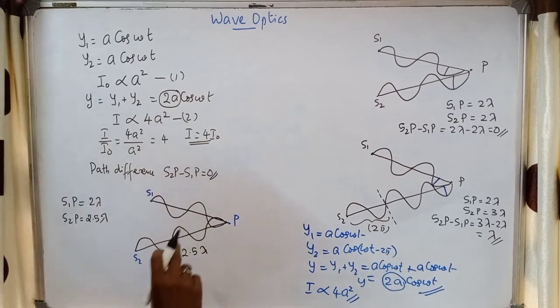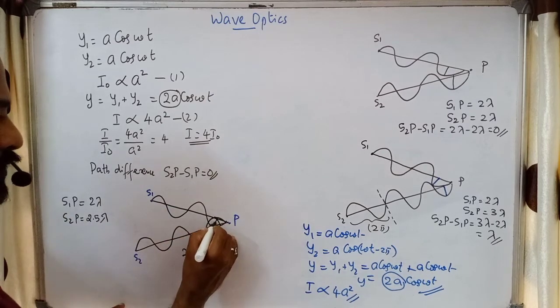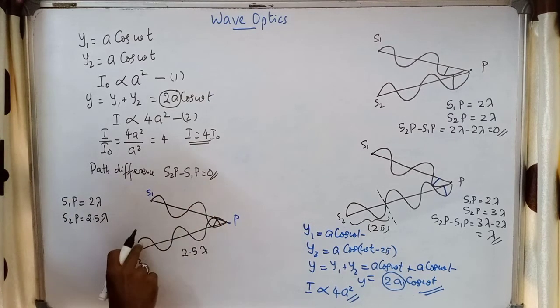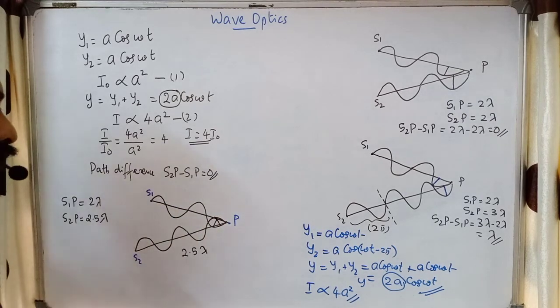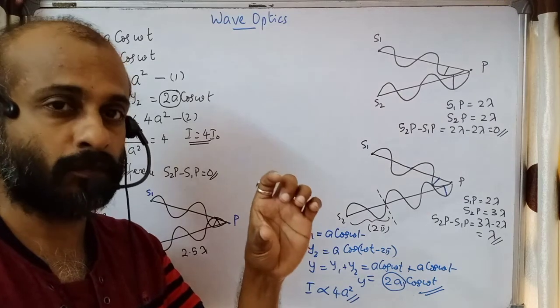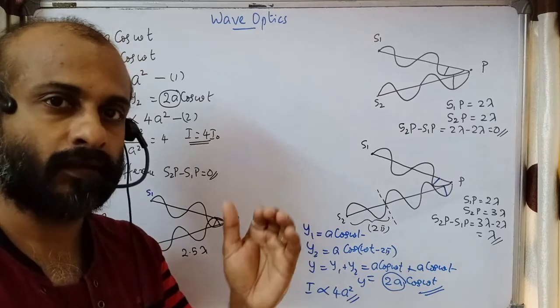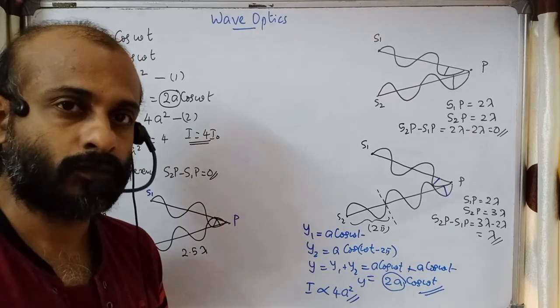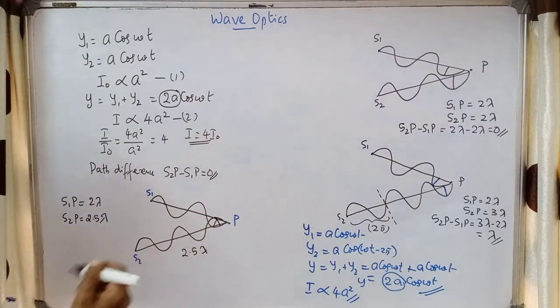Here what happens is, the trough of this wave, we can say this is a trough, meets the crest of the other wave. This is the trough, and for this wave this is the crest. Here the crest is meeting the trough of the wave from S1. So clearly we can understand that when a crest meets a trough, the crest having a displacement plus a and the trough having a displacement minus a, when we add these two, the displacement will be 0. So that kind of interference is called destructive interference. Okay, now we will write the equations.